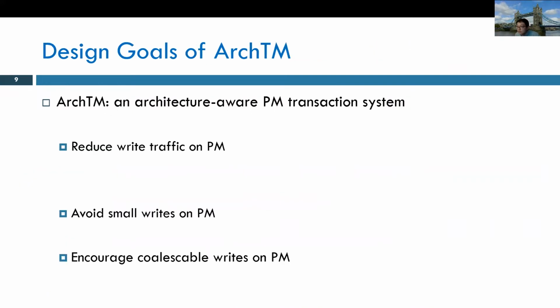To solve the mismatch between the persistent memory architecture characteristics and the current persistent memory-based transaction design, we propose ArchTM. It is a transaction system customized for persistent memory architecture. According to the previous performance characterization, we have three major design goals: reduce write traffic on persistent memory, avoid small writes on persistent memory, and encourage coalescable writes on persistent memory.